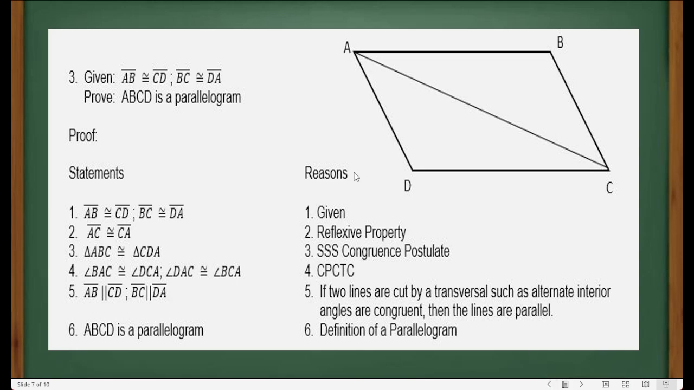Okay, I'm not going to discuss this one. You just look at the given and what is to be proven, together with the formal proof. Okay, we go to the next slide.